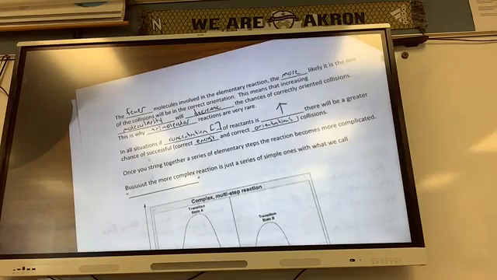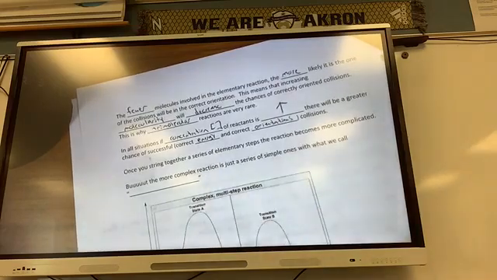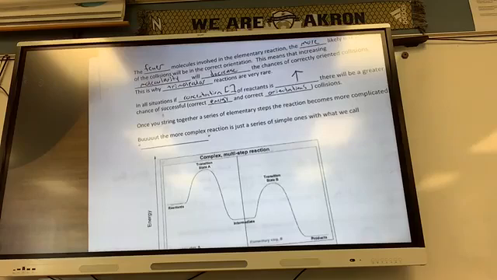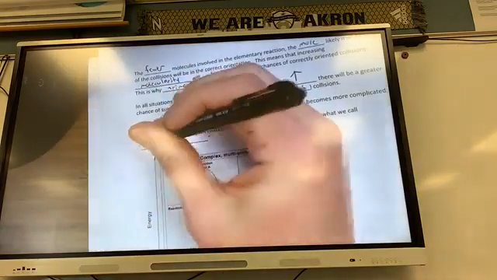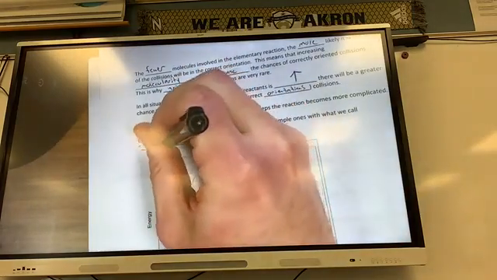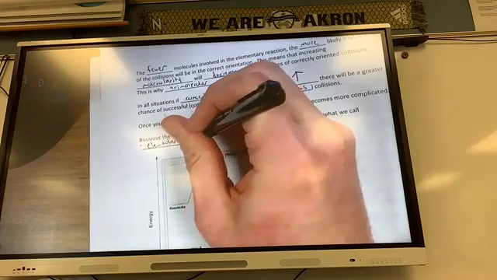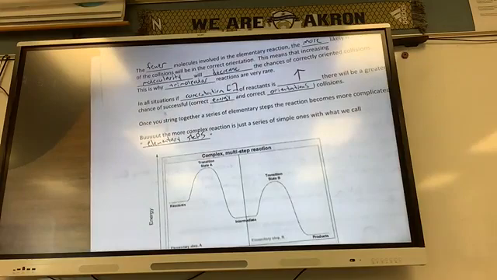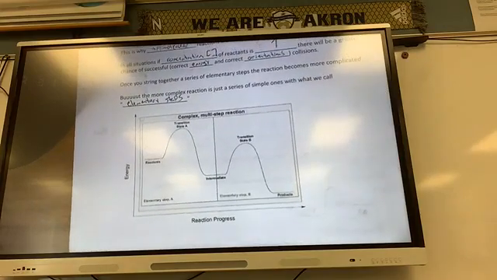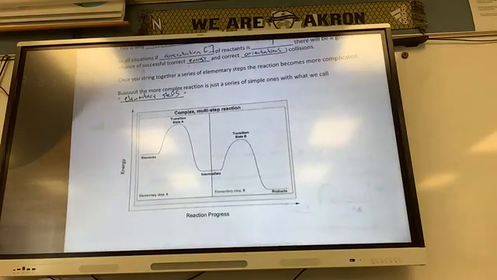Once you string together a series of elementary steps, the reaction becomes much more complicated. But the more complex reaction is just a series of simple ones that we call elementary steps. So that's going to be your step 1, 2, and 3, maybe 4. So here's a complex multi-step reaction. Look how complex that is. Can you guys see that?